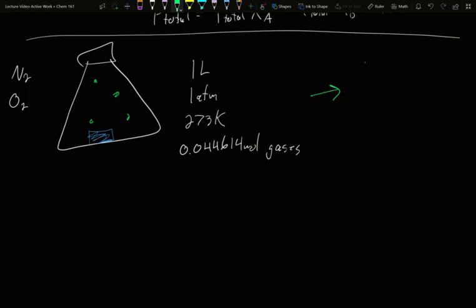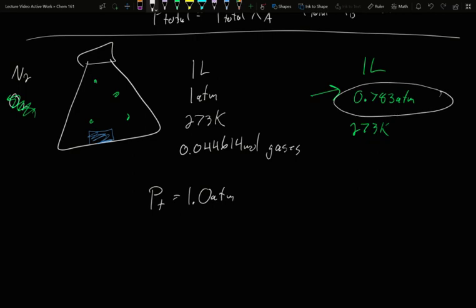What we find afterwards is that we're still 1 liter, we're still 273 Kelvin, but our pressure has dropped to 0.783 atmospheres. We've lost pressure. The oxygen got consumed by this scrubbing agent. What this tells us is that originally our pressure total was 1 atmosphere. Well, the remaining pressure must be anything that wasn't oxygen, so this is our N2.